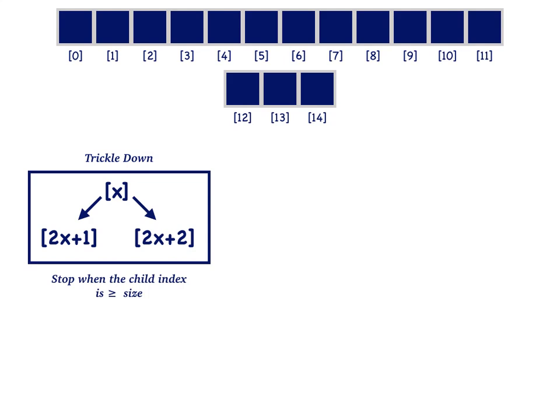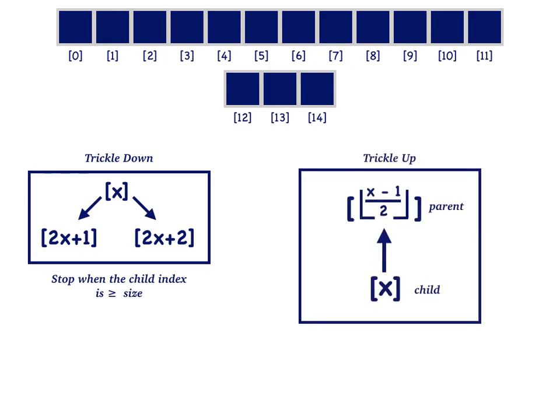Now for insertions, when you're inserting a node and you need to trickle up, the formula for determining the parent node is x minus 1 divided by 2 passed to the floor function. And you stop trickling up either when a violation is no longer occurring or when the child index equals 0, indicating that we're now at the root.